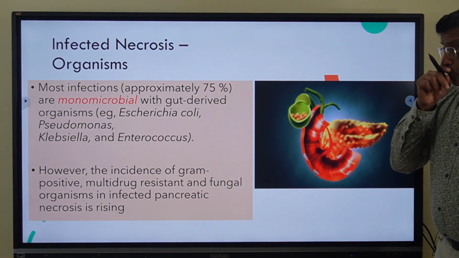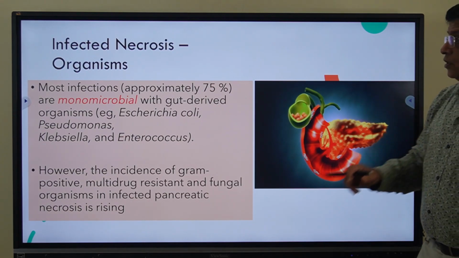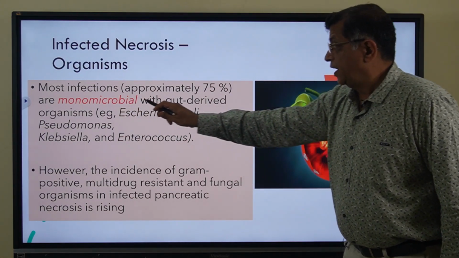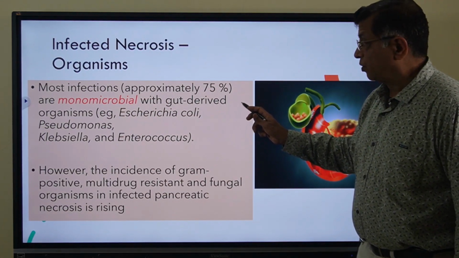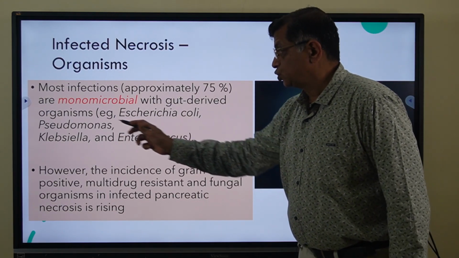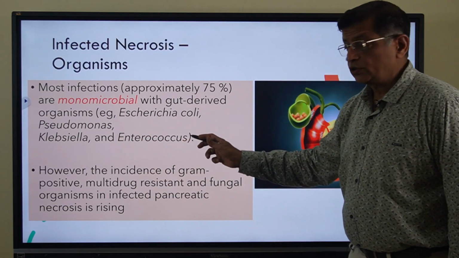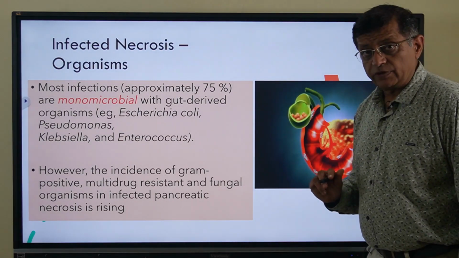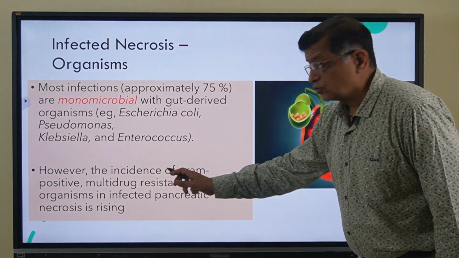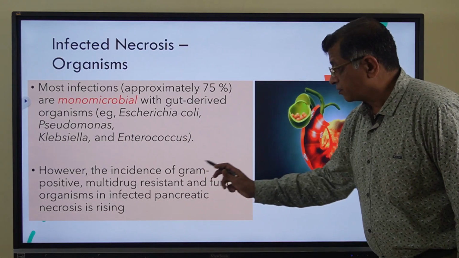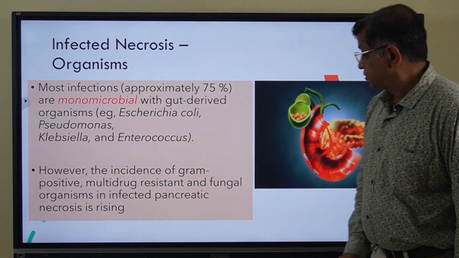Infected necrosis usually has organisms. It is usually monomicrobial, and the organisms are usually derived from the gut, like E. coli, Pseudomonas, Klebsiella and Enterococcus. This is in approximately 75% of cases. However, the incidence of gram-positive, multi-drug resistant and fungal organisms is increasing.